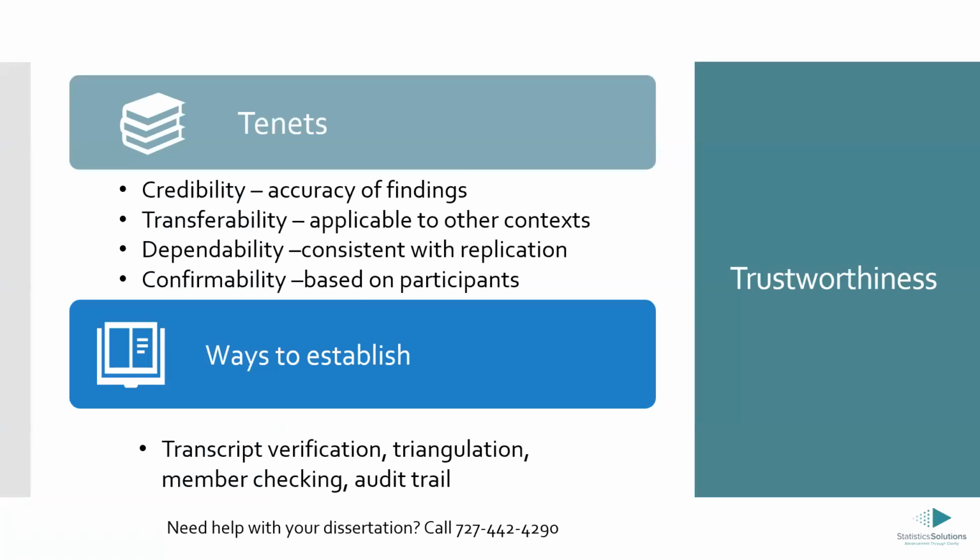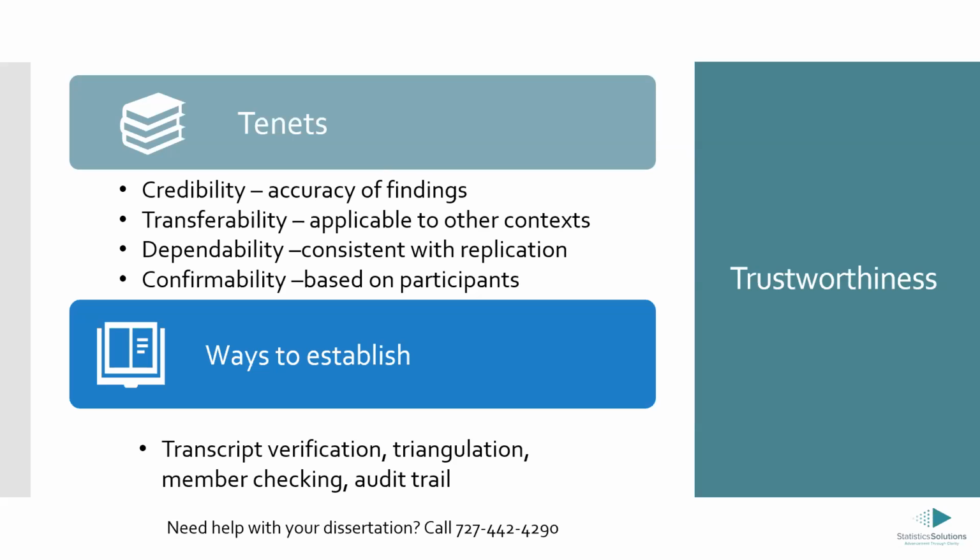You'll include a section on trustworthiness as well. So there's a lot of literature out there about trustworthiness in qualitative research. There are these 4 tenets of trustworthiness that you'll see a lot: credibility, transferability, dependability, and confirmability. So these all have to do with, are we confident that our findings are accurate? Are they applicable to other contexts, groups of participants, scenarios? Are our findings consistent with further replication if other researchers conduct similar studies? And are our findings based on our participants and not ourselves and our own ideas?